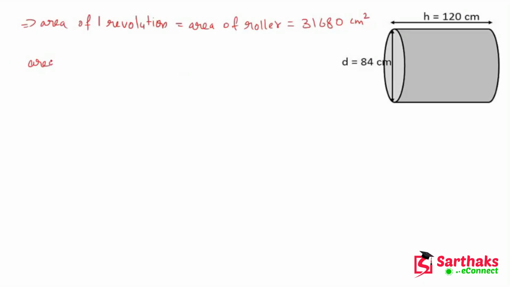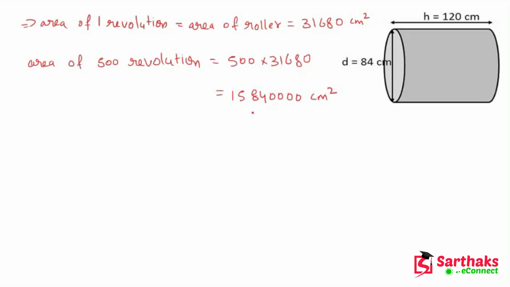Now the area after 500 revolutions. This is equal to 500 into 31,680. So this will become 1584,000 centimeter square. This is equal to the area of playground.